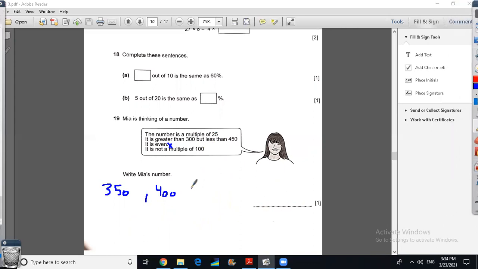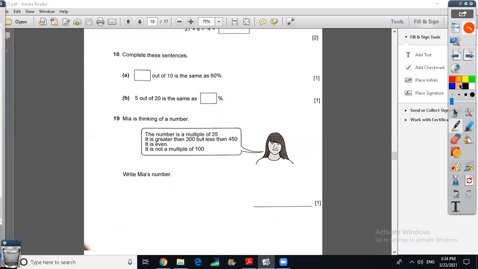Exactly. But then someone wakes up and says, Mr., you didn't read the whole question. It is not a multiple of 100. So we cannot choose this. This is a multiple of 100. It's only 350. This is the only number that can work. It's a multiple of 25. It is greater than 300 and less than 450, and it is even, and it is not a multiple of 100. This is the only number that can work.